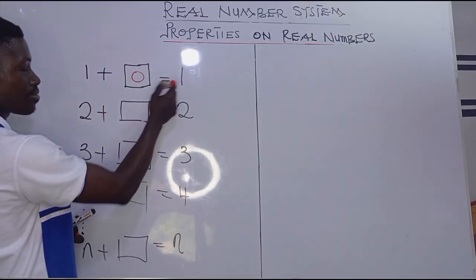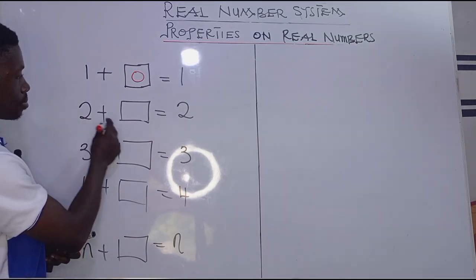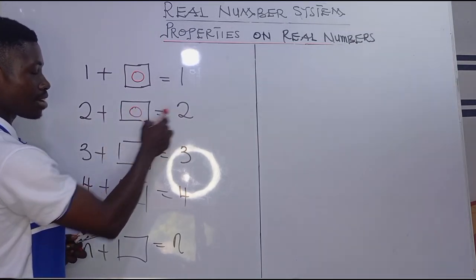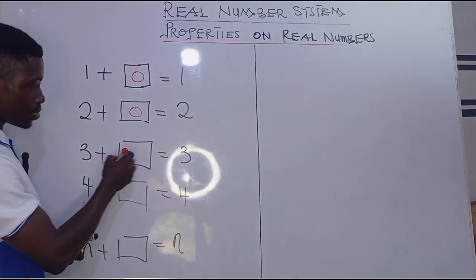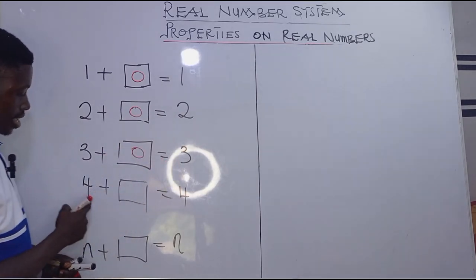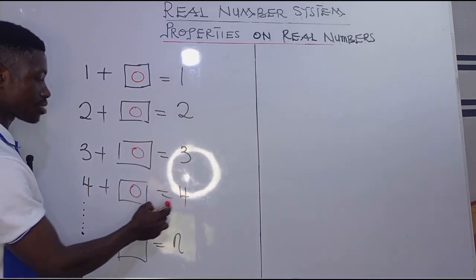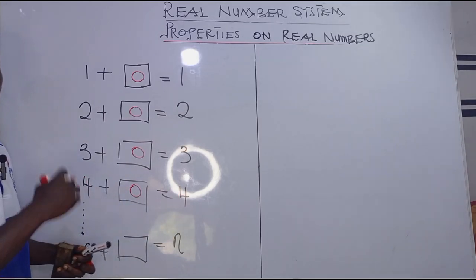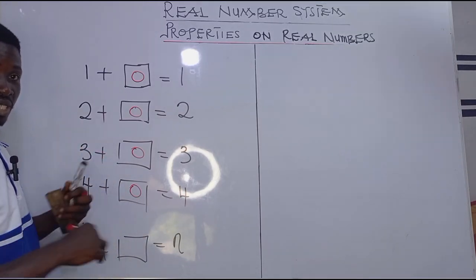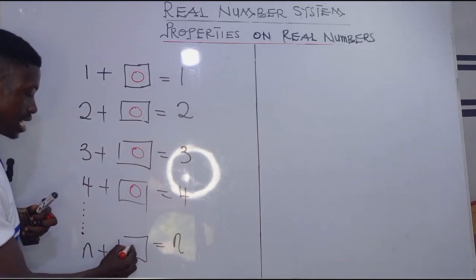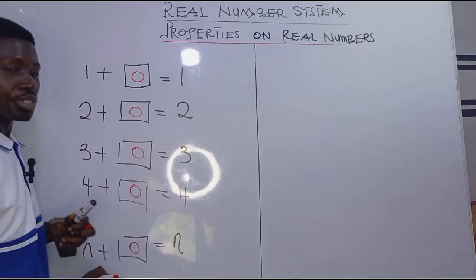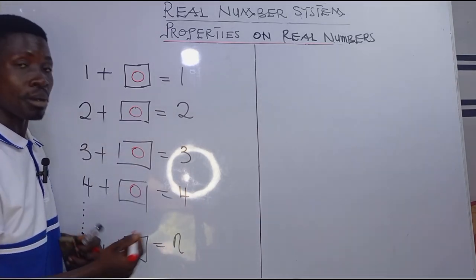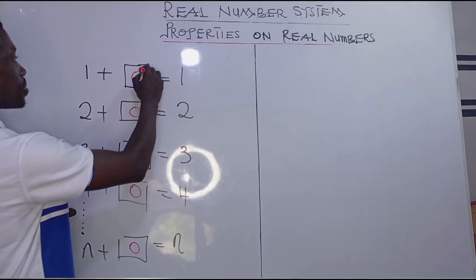1 plus 0 will give us what? 1. 2 plus what? 0 will still give us 2. 3 plus 0 will give us what? 3. And then 4 plus 0 will give us what? 4. Therefore, when we pick any number from the set of real numbers and then we add it to that very number, we are still going to get what? That number back.